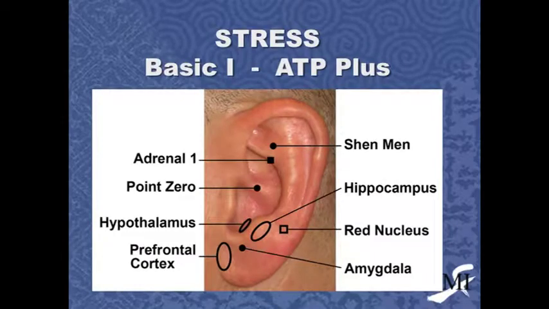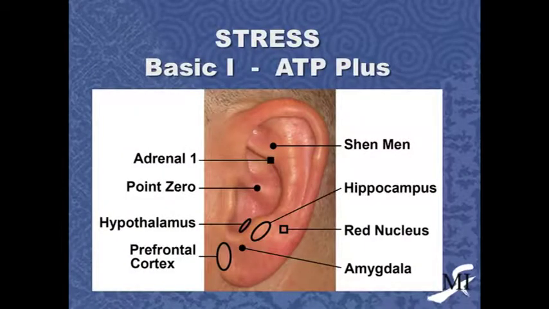Basic 1 for stress is ATP plus 2 extra points. Those extra points are the red nucleus and the adrenal 1 point. There are 2 adrenal points. One is more the body of the adrenal, and one is more the ACTH secretion function of the adrenal. So we're talking about the body of the adrenal in adrenal 1. So we've got those 2 additional points.